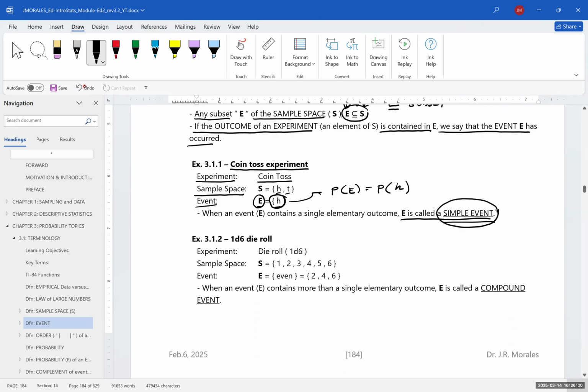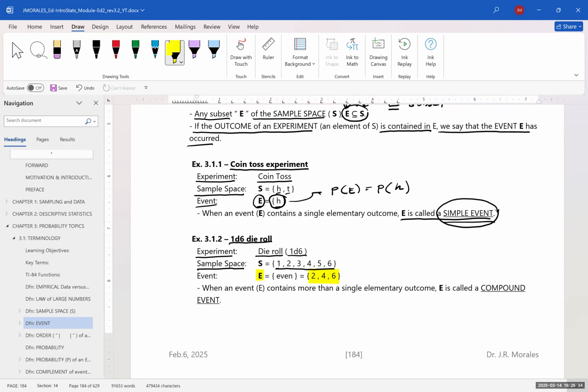Now this next example, we're going to choose as an experiment rolling one six-sided die. So the experiment is the die roll of one six-sided die. The sample space for a six-sided die would be 1 pip all the way up to 6. And now we're going to define the event to be any even number. And so any even number could be a 2, 4, or a 6 result.